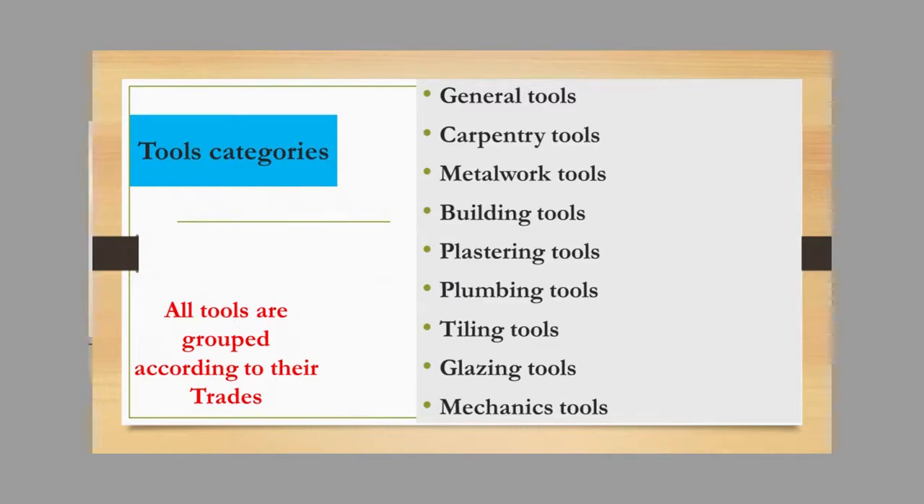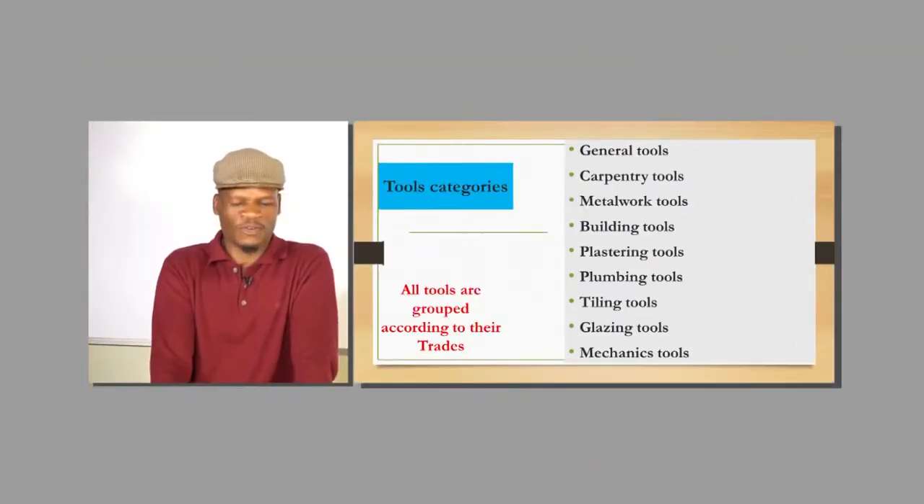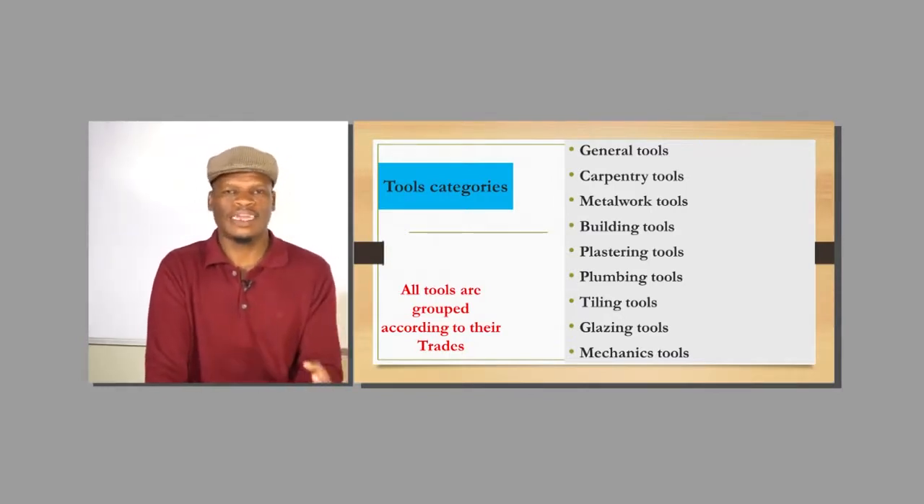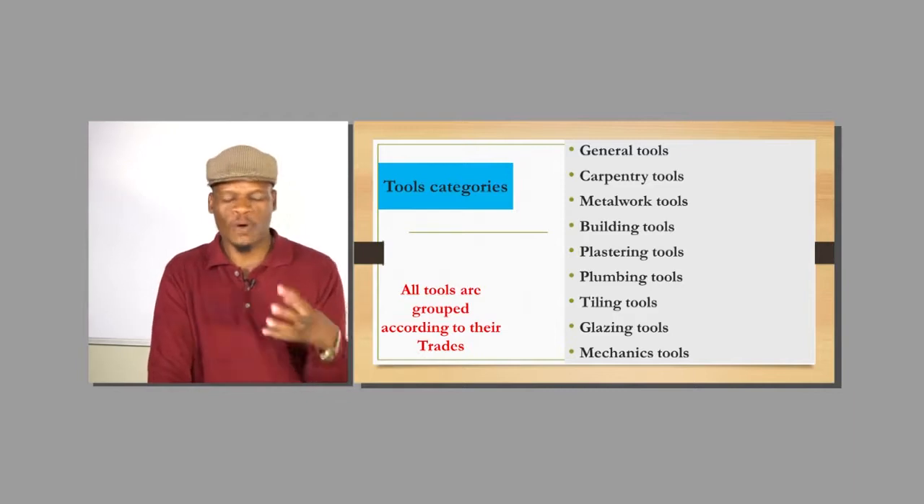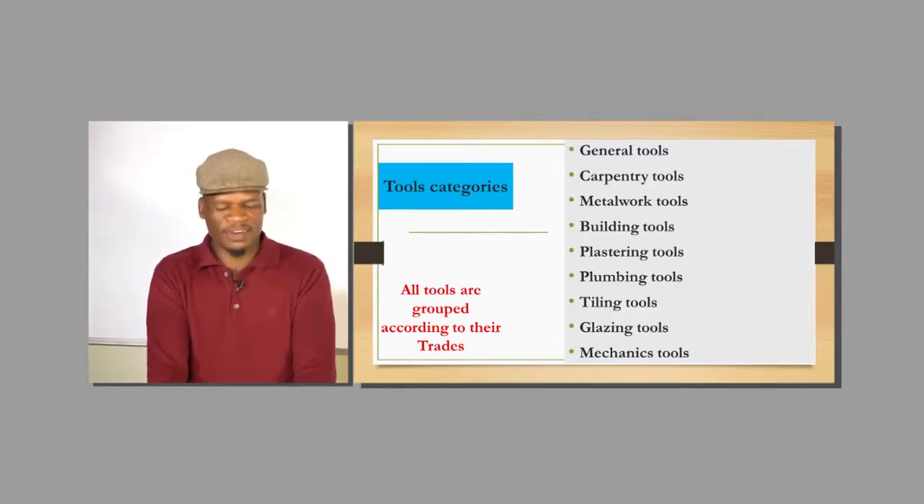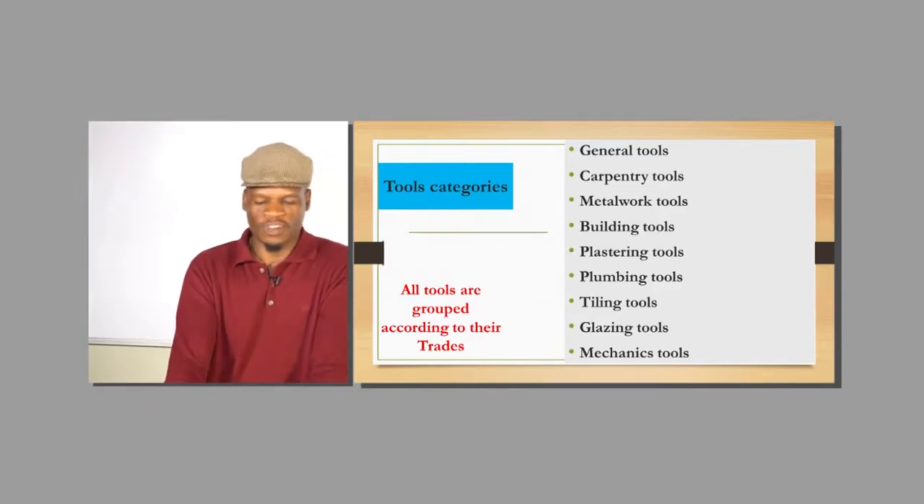And this, they've given you 8 trades in your syllabus that you must be able to cluster in. And then the last one, which is the 9th one, is going to be the general tools. So when we talk about the general tools, it is going to be each and every tool that can be used by most of the tradesmen. So you can be the carpenter, you must know exactly what tools you need as a carpenter. You can be a metalworker, you must know your tools as a metalworker.